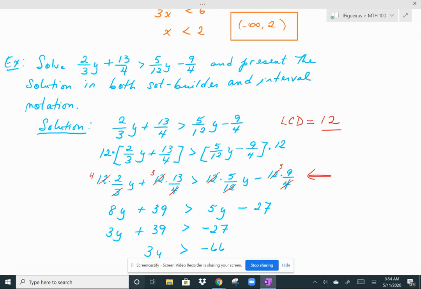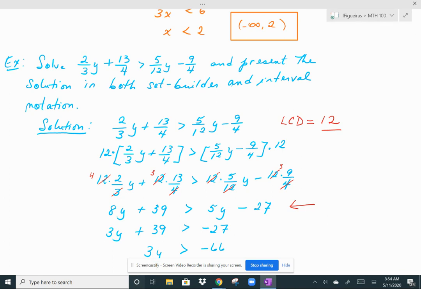When I cancel, you end up with this inequality. So the fractions are gone. I have 8y plus 39 is greater than 5y minus 27. Then I need to solve for y.